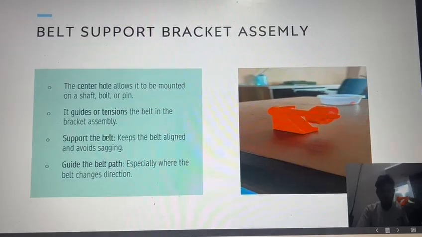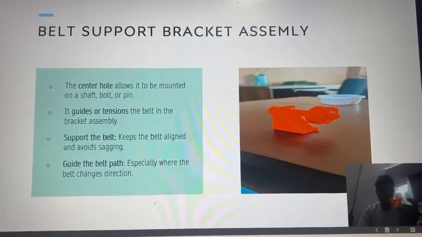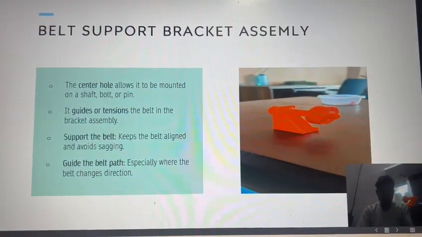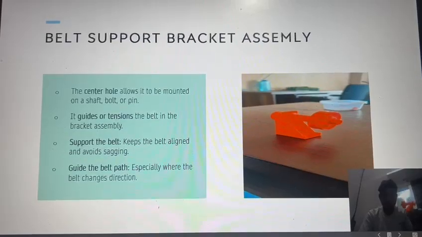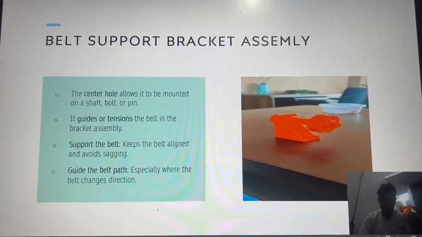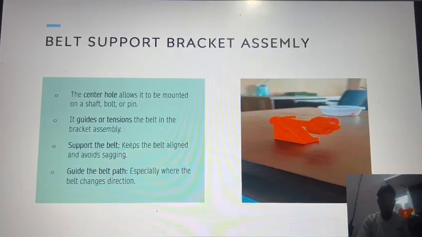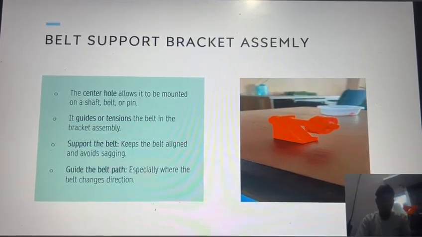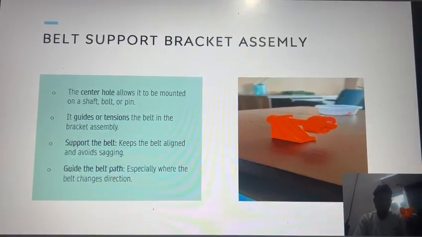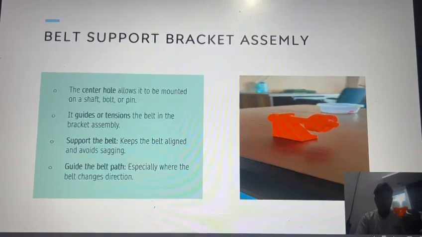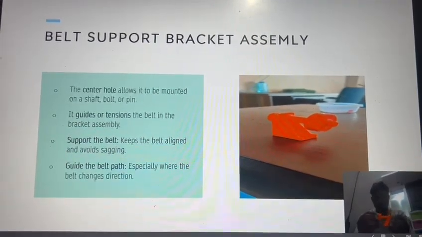The center holes allow it to be mounted on a shaft, bolt or pin. It guides or tensions the belt and bracket assembly. It supports the belt, keeps the belt aligned and guides the belt path, especially where the belt changes direction.